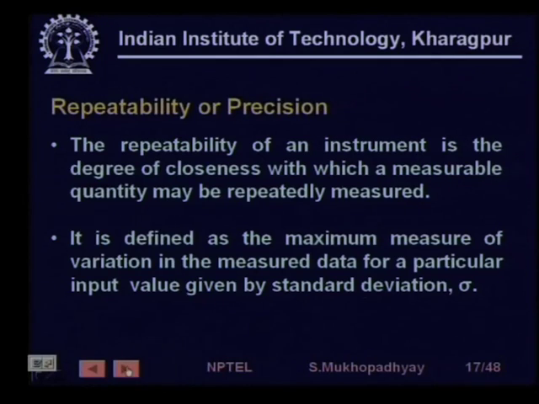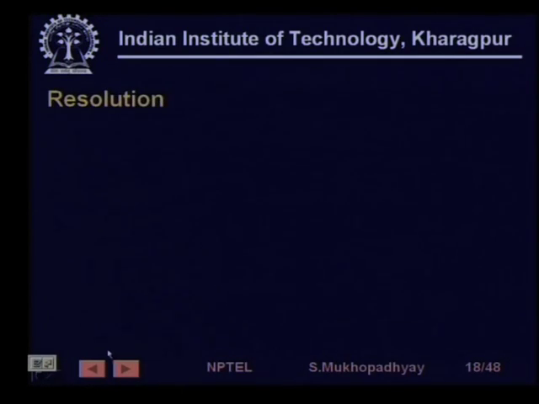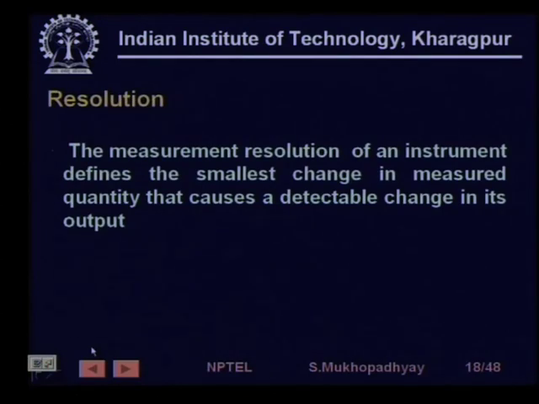We go to the next one, which is resolution. It says how much of a change in input will actually cause a detectable change in the output. So what is the smallest change in the input? Can we detect a change of 0.1 degree centigrade, or can we detect a change of 0.01 degree centigrade? For example, if you have a clinical thermometer, then you cannot possibly detect a change of 0.01 degree centigrade or 0.01 degree Fahrenheit. Generally they are calibrated in terms of Fahrenheit. So that is the resolution.